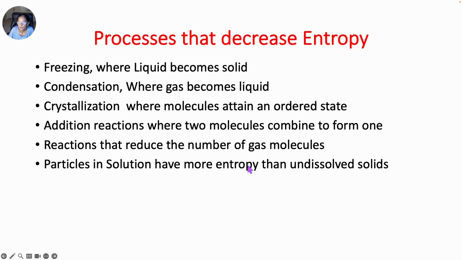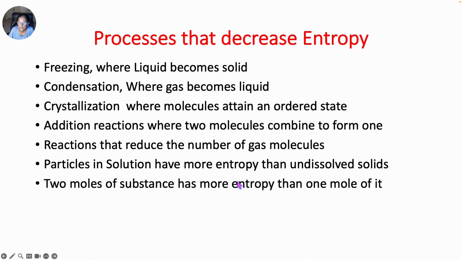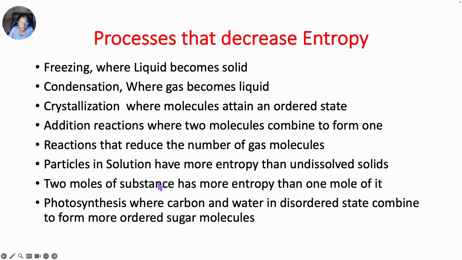Particles in solution have more entropy than undissolved solids. 2 moles of a substance has more entropy than 1 mole of it. Photosynthesis is where carbon dioxide and water in a disordered state combine to form more ordered sugar molecules, therefore entropy decreases. So these are some of the reactions and processes where entropy decreases.